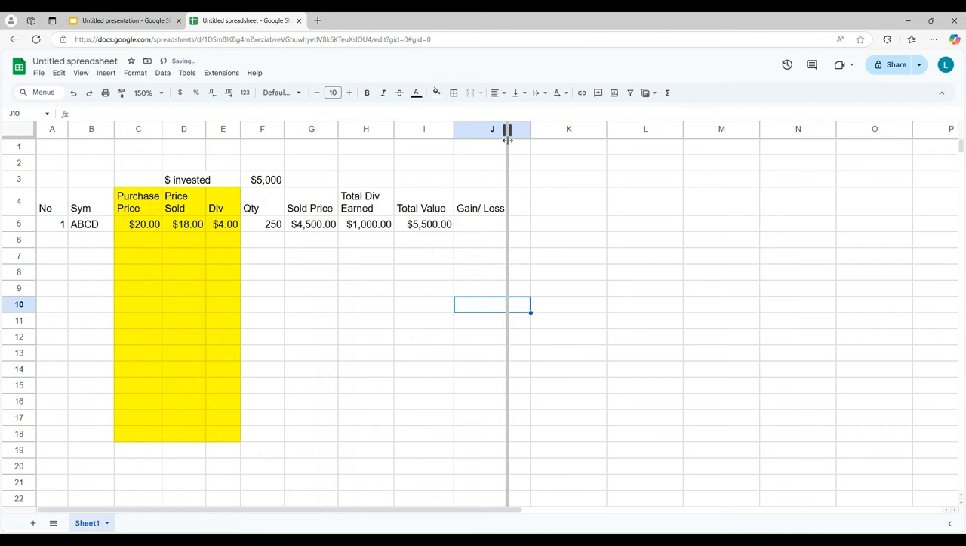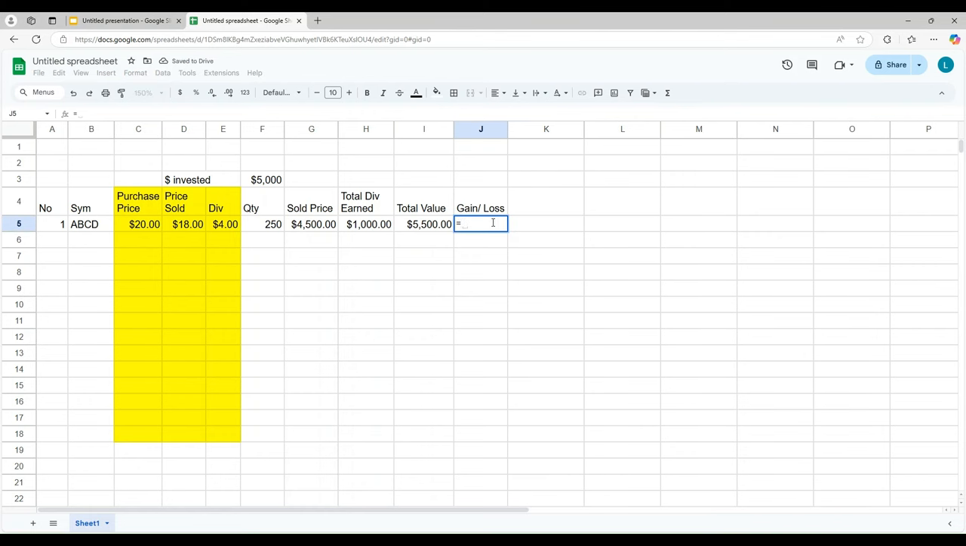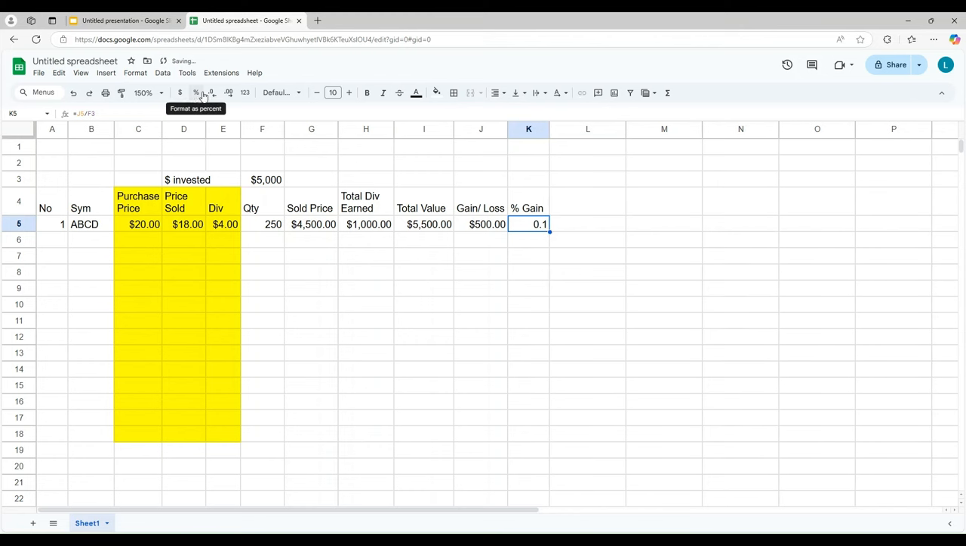That means $5,000 was invested. So total value today is this one, and the $5,000 was invested in this. So you gained $500, right? Percent gain: $500 divided by the investment. Since this is a percentage, let's put this into a percentage value.